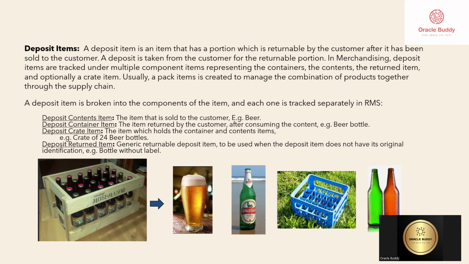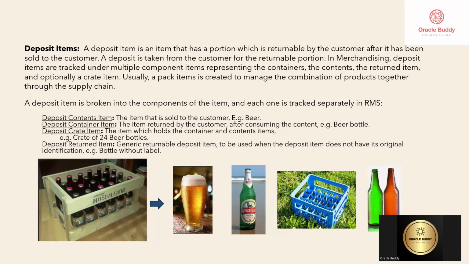So what a deposit item basically is: suppose in a SKU there is something for which the retailer is charging you. Suppose you are buying a bottle of cola and you want to take it home. The Coke will be the deposit content item, and the container, the bottle, for which they will charge you a minimal price. So you can take the bottle also, giving the minimal price for it, and then once you return the bottle, the retailer will refund you the price of the bottle.